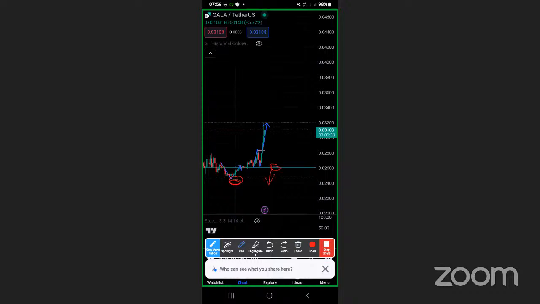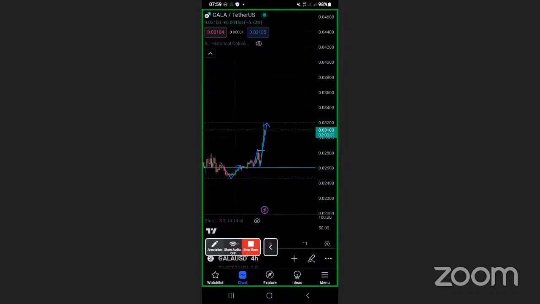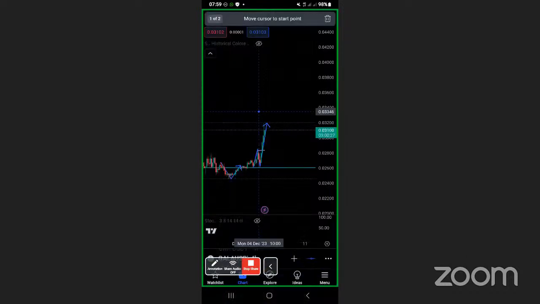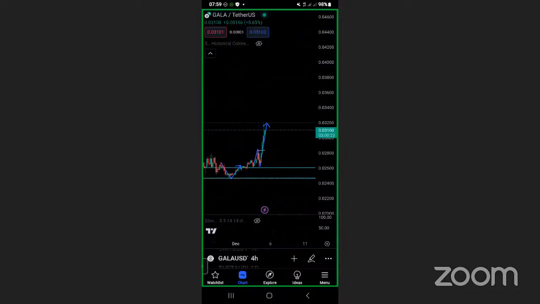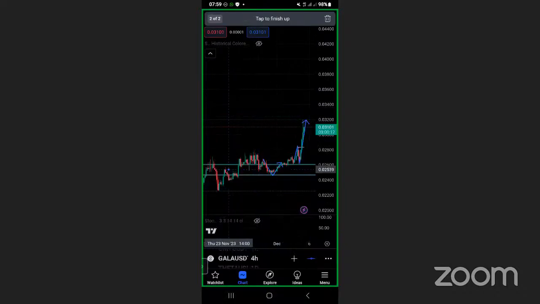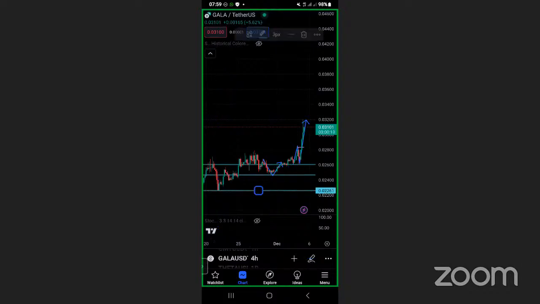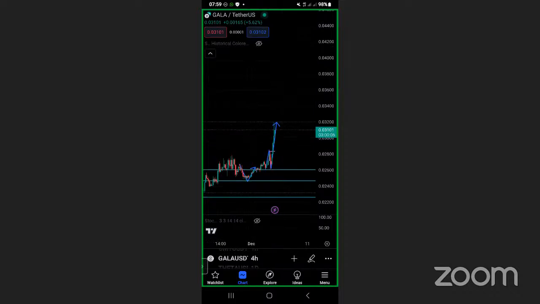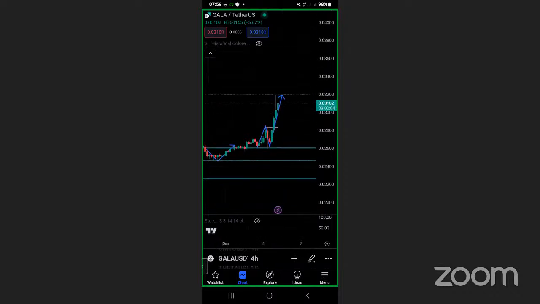So you can do this all the way and draw as many lines as you want, right? To help you in the future to check on how price is going to fare. You can continue doing this. Here you can also draw this. But as you're doing this, you don't have to over congest your chart. Otherwise, it will look funny.